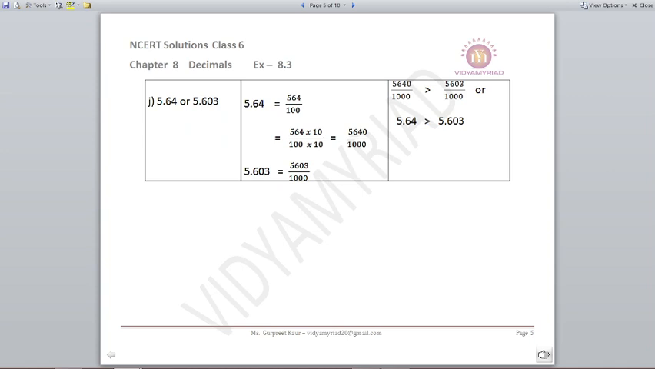J part, 5.64 or 5.603. Now 5.64 means 564 upon 100. 5.603 means 5603 upon 1000. Denominators are different. For the first number, we will convert it into 1000. It becomes 5640 upon 1000. So two numbers are 5640 and 5603. Which one is bigger? 5.64 is greater than 5.603.